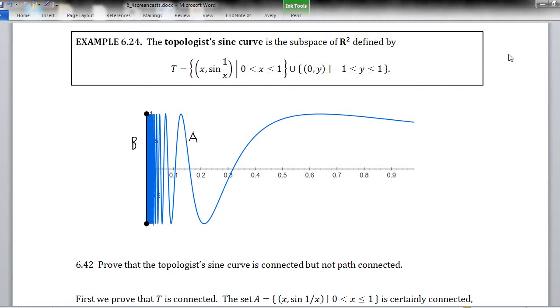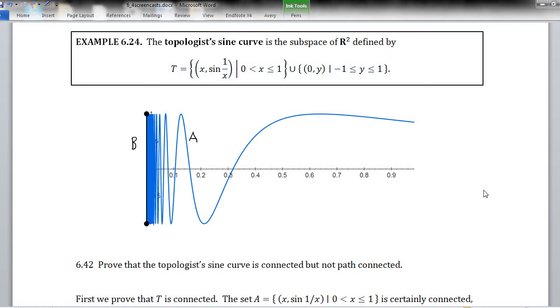Let's recall that the topologist's sine curve is the subspace T of R², defined as the union of two sets. The first set, denoted A in my picture here, is the graph of the function sine 1 over x, for x from 0 to 1, not including 0. And we're taking the union of that with this vertical interval B on the y-axis for y from negative 1 to 1.